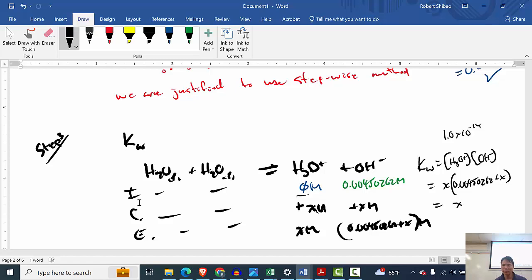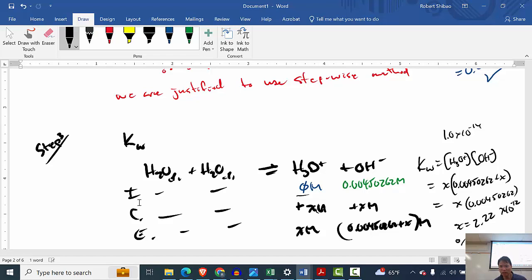And so I'm going to go ahead and use the simplifying assumption, 0.0045026.2. And that makes calculating X quite easy. And so X is just 1 times 10 to the negative 14 divided by 0.0045026.2. And that gives us 2.22 times 10 to the negative 12.